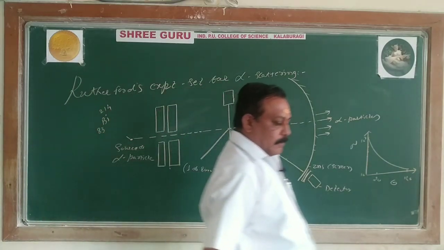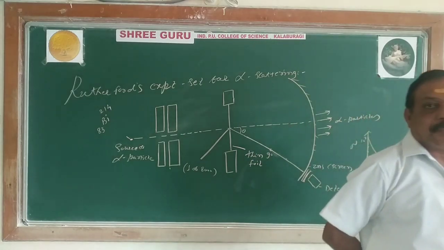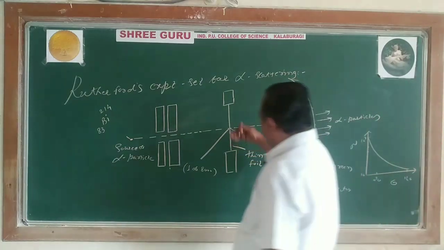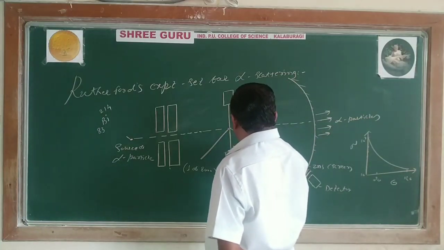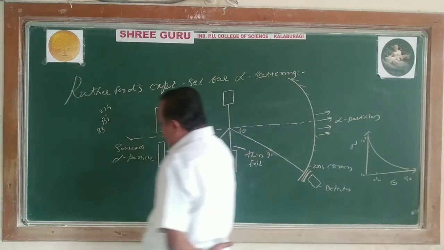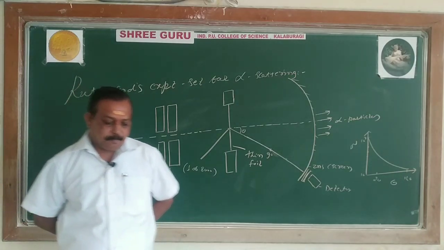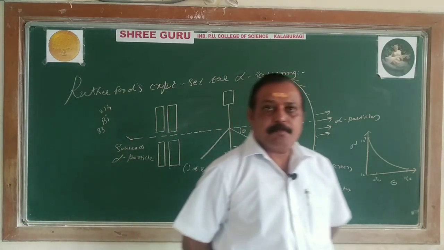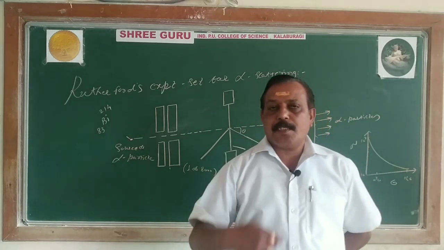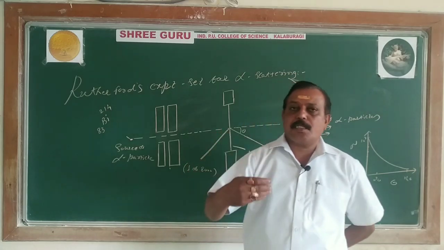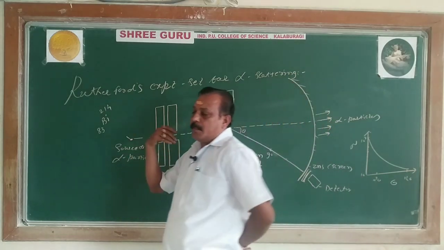Once again, are you getting the point? From the experiment, what is concluded? The maximum alpha particles are passing through the gold foil by making a small scattering angle. That indicates that the atom consists of maximum empty space. In that empty space, there is a center core where the positive charge and mass are available.